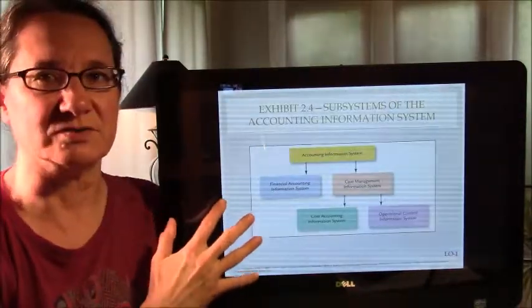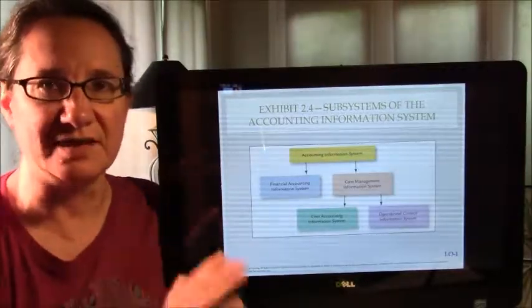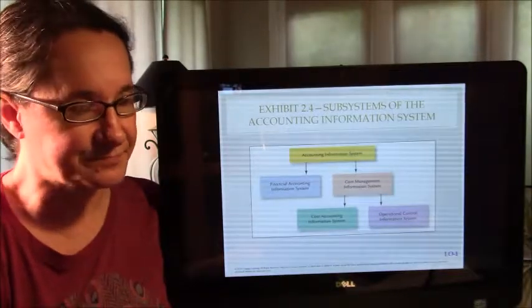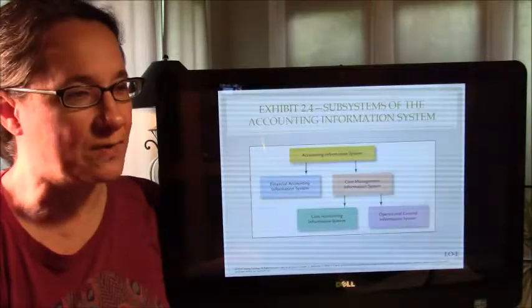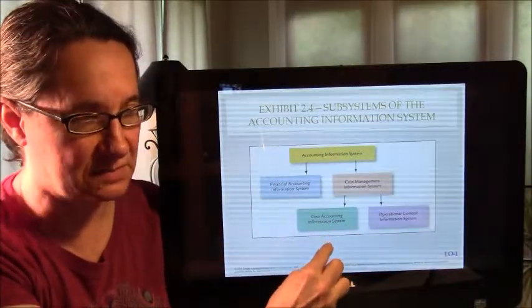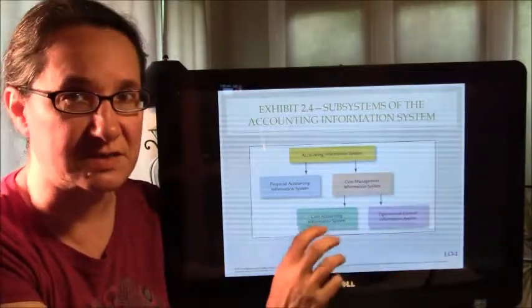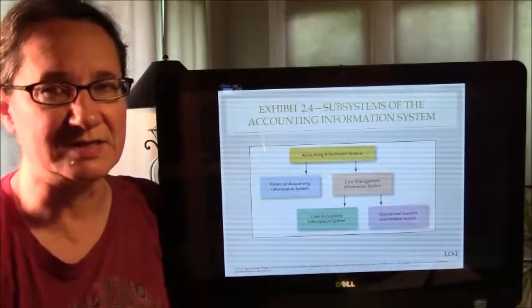So here's a nice picture. Any organization is going to have some kind of system that they're keeping track of all their accounting information. And there'll be the financial accounting and the cost management. Within cost management, there is the cost accounting information system, where you're tracking costs of products, services, some cost object, and then the operational control information system.